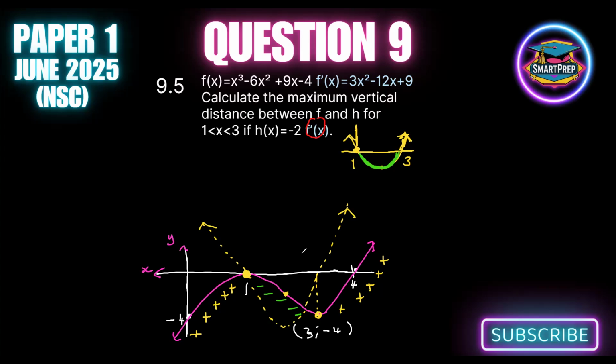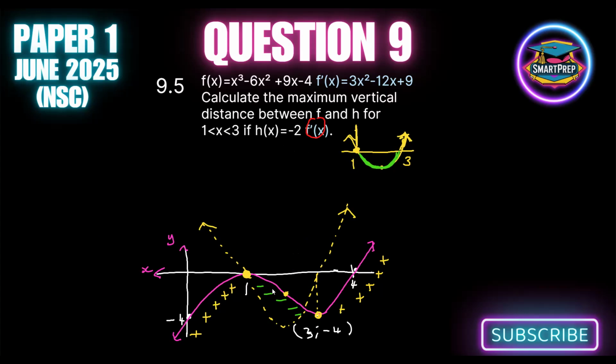So when you want to look at the distance between these functions, we want it between 1 and 3. So we want it here. So what we're going to do is we're going to end up with 2 answers for our maximum, because it could be here.